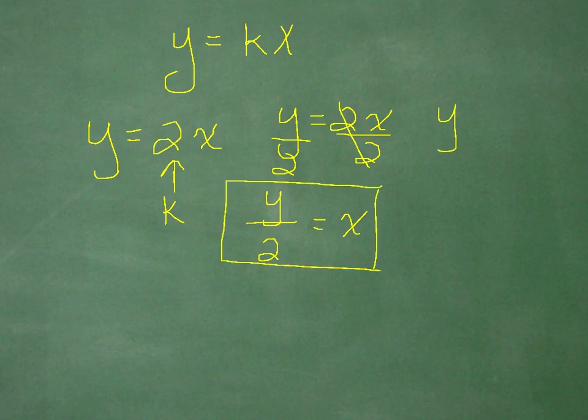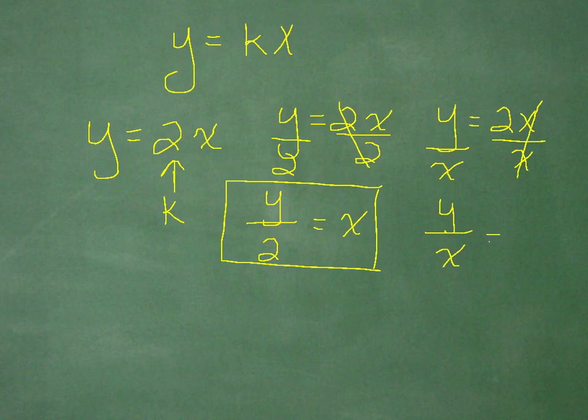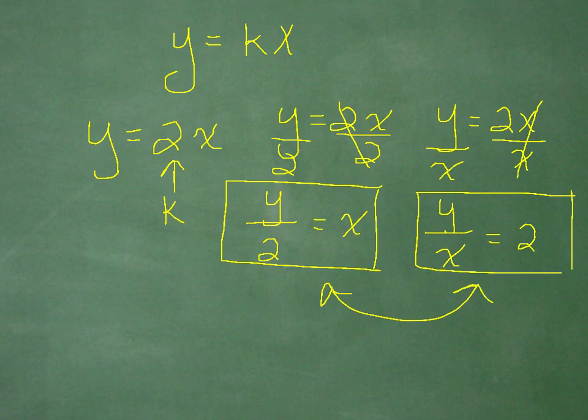Another thing that they might do, if you have y equals 2x, is instead of dividing by the 2, they might divide by the x. So here the x's cancel out on the right hand side, and you're left with y over x equals 2. So they look a little bit different, but these are also direct variation. All they did is rearrange the problem.